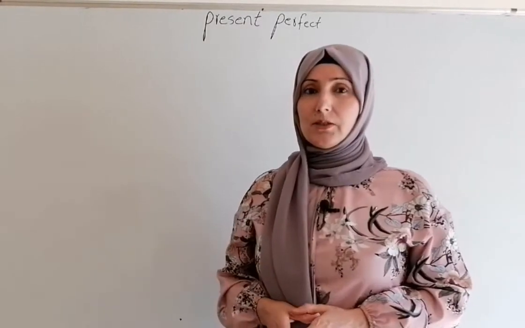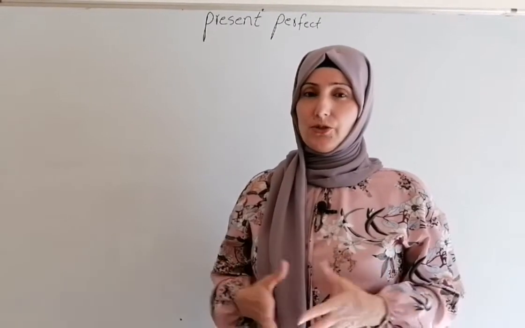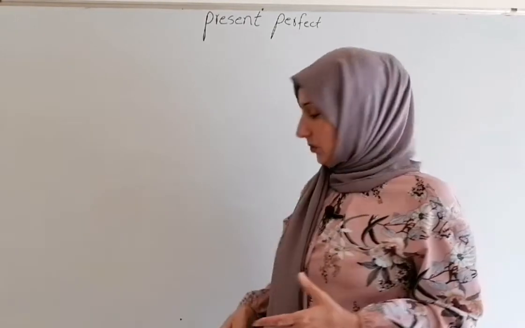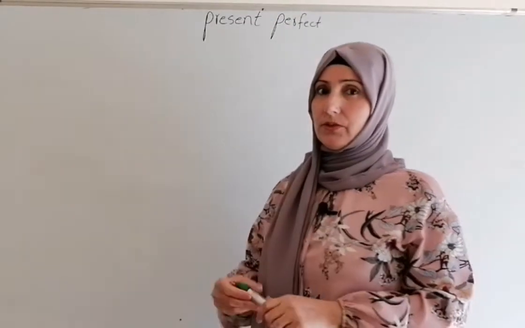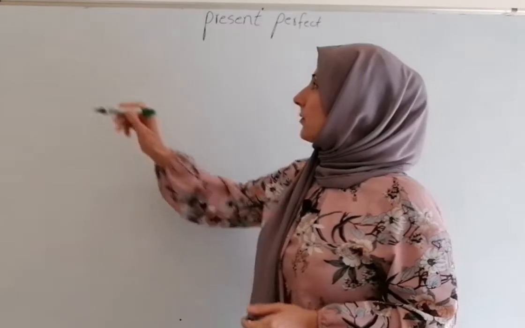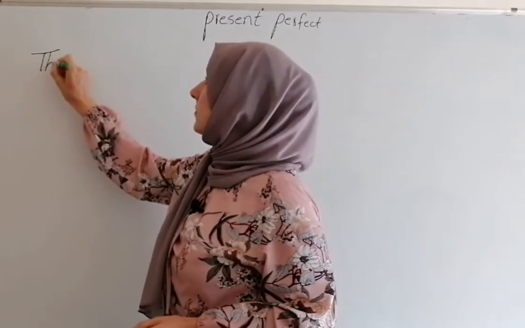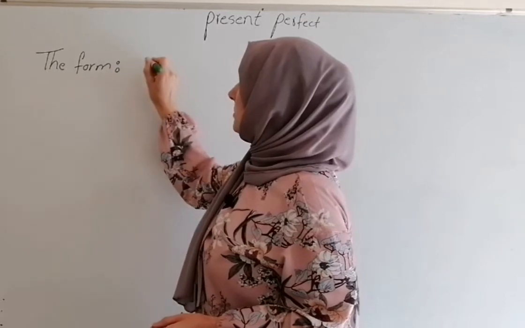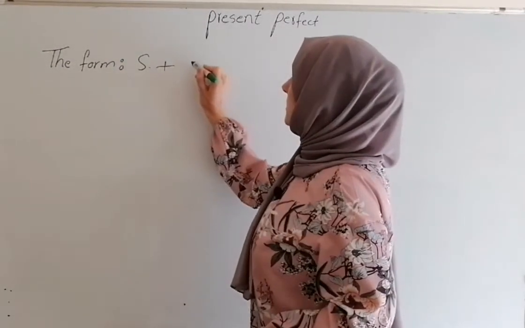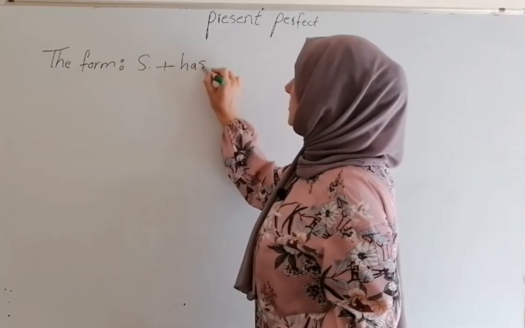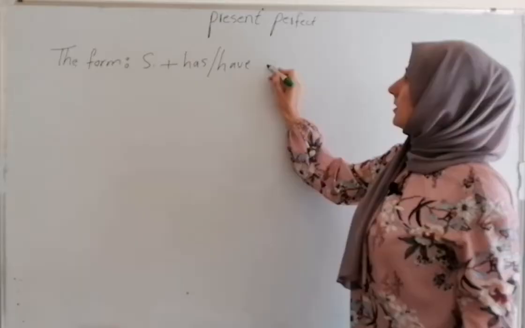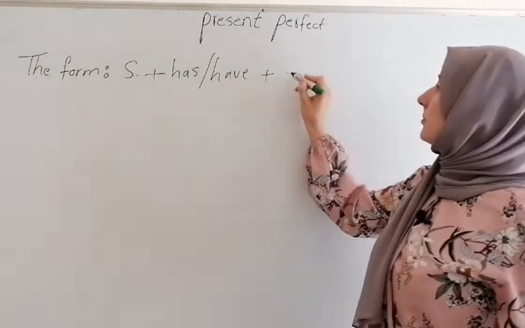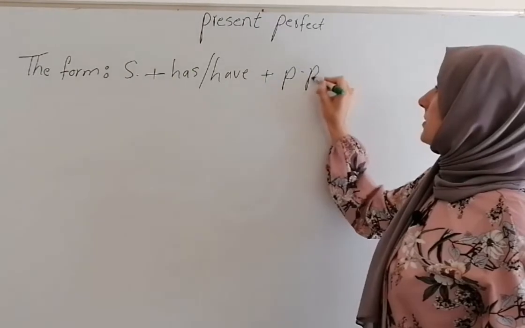First of all, we need to know what's the structure of the present perfect. What's the form of the present perfect? Okay, the form. We have subject plus has or have plus the main verb plus past participle.